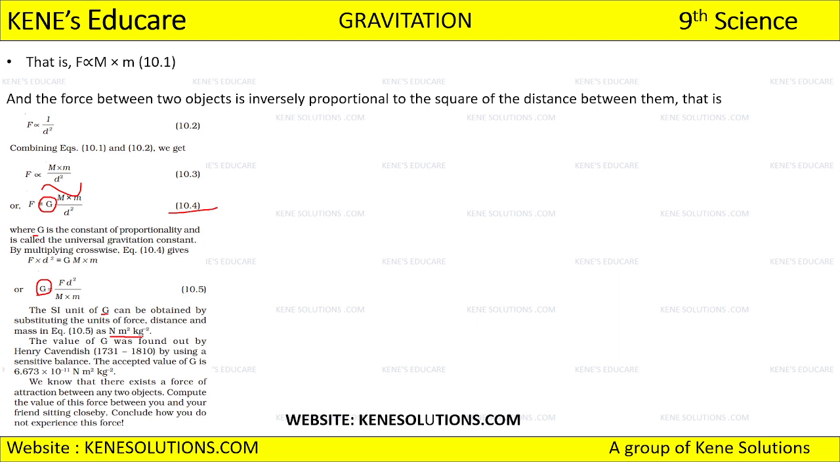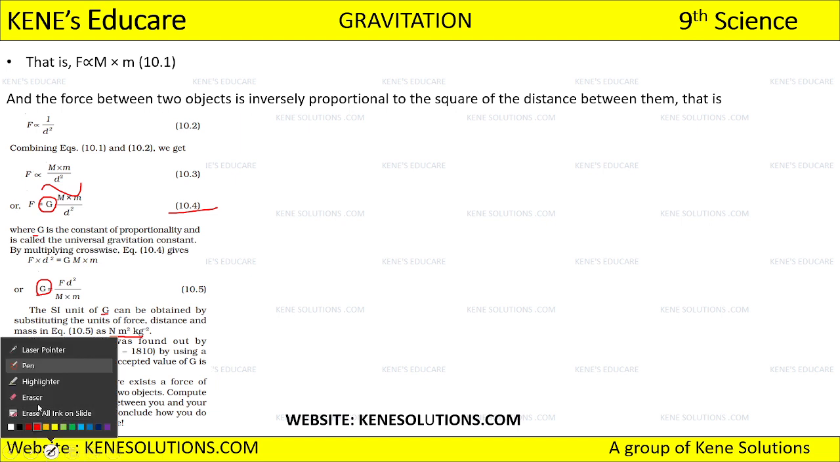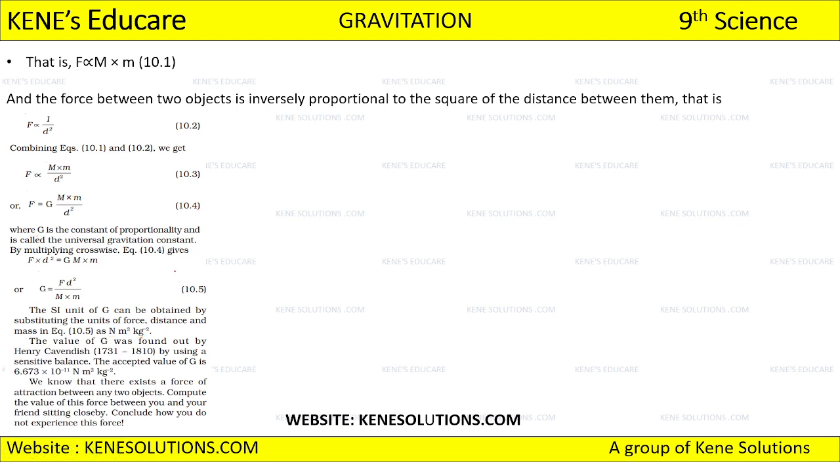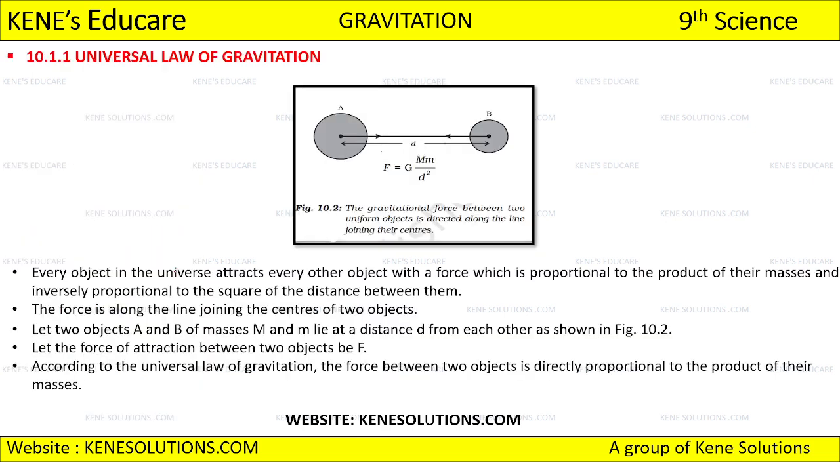So now we know that there exists a force of attraction between two objects. We are going to compute the value of this force between you and your friend sitting close and conclude why you do not experience this force. So now I hope every one of you is clear with how we are deriving the formula F is equal to G M m upon d square. Now this is a very important universal law of gravitation. I want each one of you to please take a note of it properly in your book.